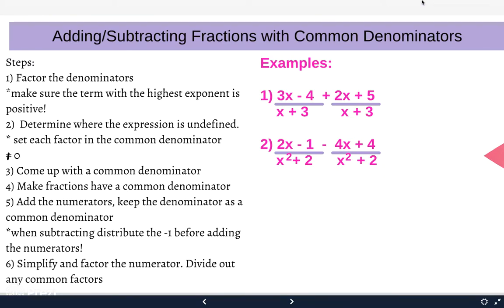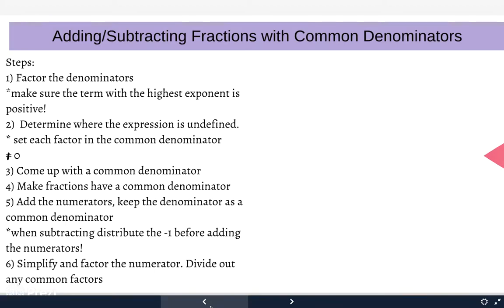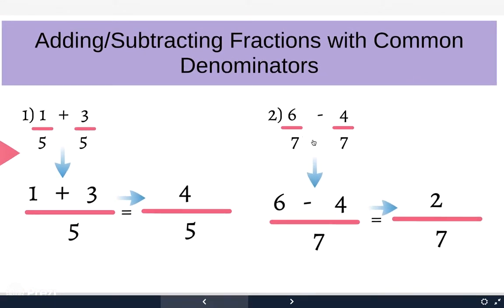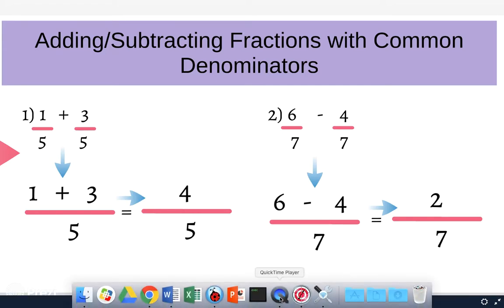These will already have common denominators, so you don't have to worry about that part. Then we're going to come up with a common denominator, but again, these already have one, so you won't have to do that yet. In a little bit you will, so wait for it. You'll make the fractions have a common denominator if they don't have one, but guess what, these do. So really, we can skip steps 3 and 4 because they already have a common denominator. Then in step 5, we add the numerators together and keep the common denominator, just like we did over here. Keep the common denominator and add or subtract the numerators.